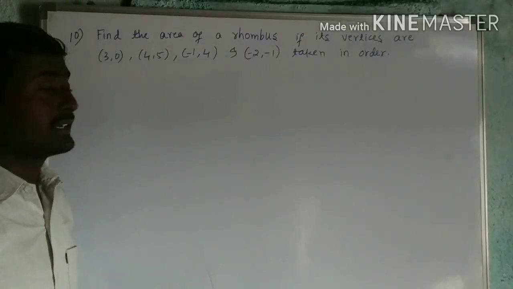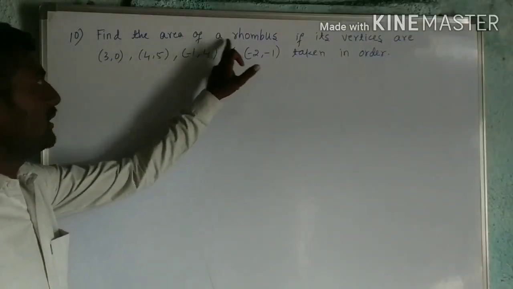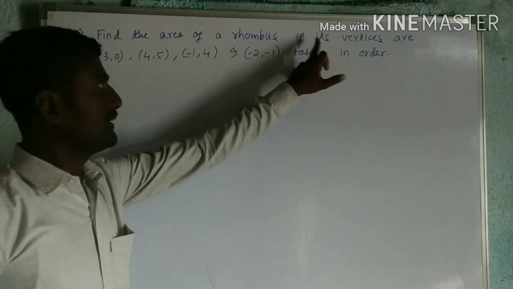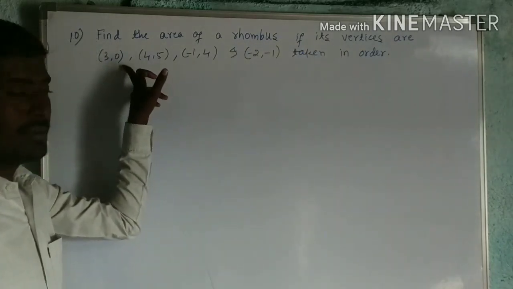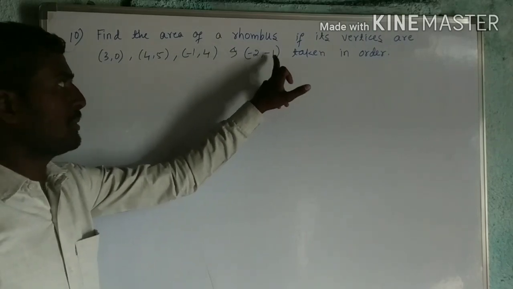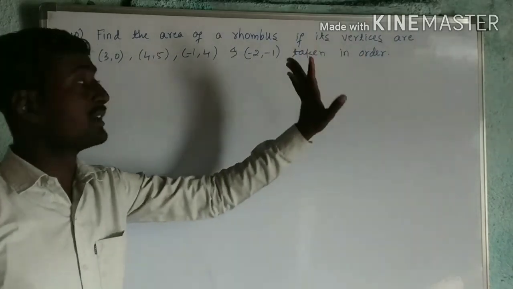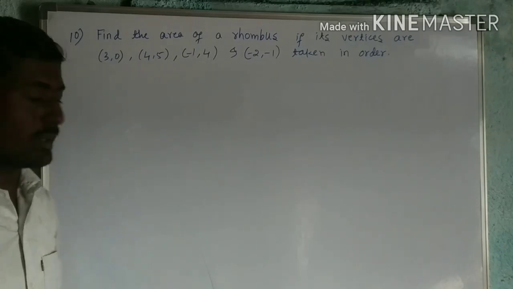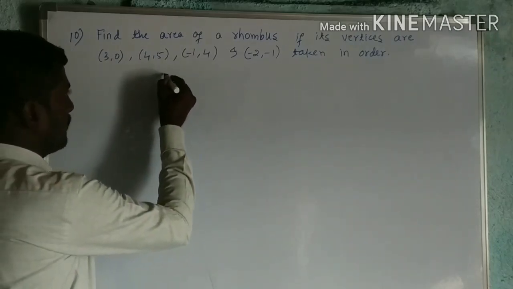Then next question, 10th one. Find the area of rhombus if its vertices are (3, 0), (4, 5), (-1, 4) and (-2, -1) taken in order. We have to find the area of the rhombus. First we shall draw the rhombus.